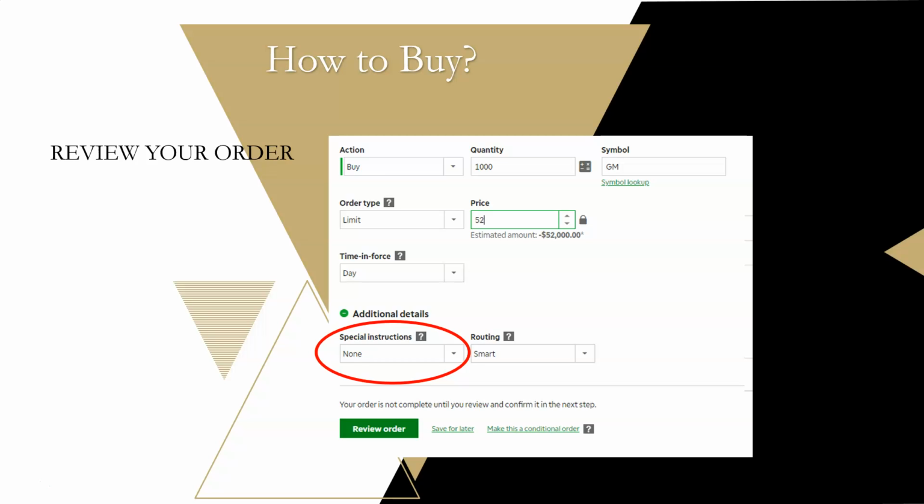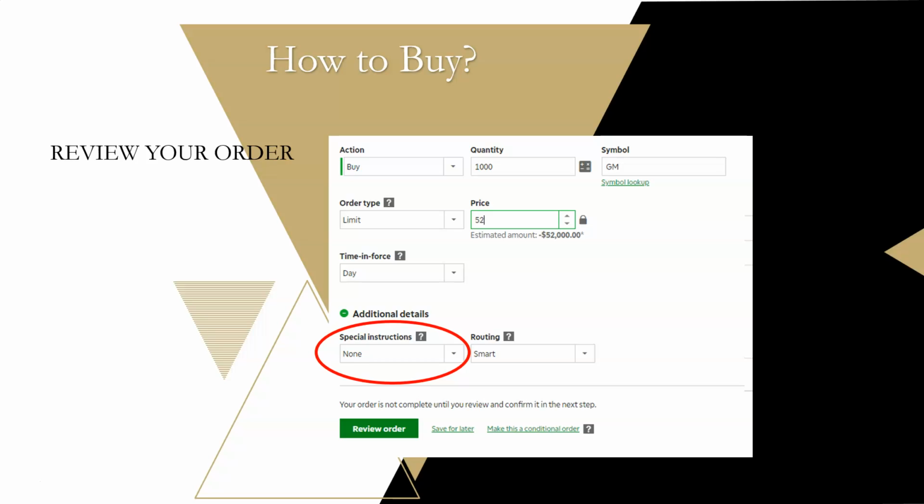Limit orders are the only type of order that can be partially filled. So the majority of us are never going to have to worry about this. But in this example, we're looking for 1,000 shares of General Motors at $52 a piece. Well, what if by 4 o'clock your broker is only able to find 800 shares at that price? Well, that is exactly what you're going to get unless otherwise stated in special instructions.